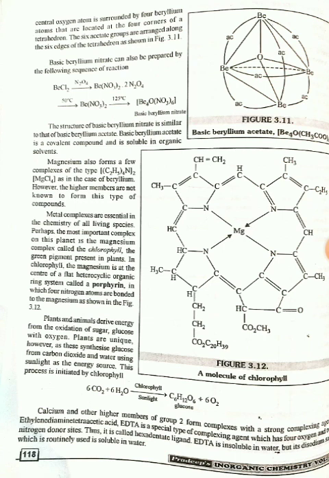Basic beryllium nitrate can also be prepared by the following sequence of reactions. The structure of basic beryllium nitrate is similar to that of basic beryllium acetate. Basic beryllium acetate is a covalent compound and is soluble in organic solvents. Magnesium also forms a few complexes of the type (C2H5)2 MgCl4 as in the case of beryllium. However, the higher members are not known to form this type of compounds.